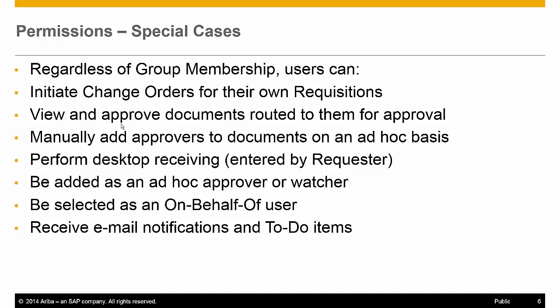To manually add approvers to an approval flow, anyone is able to do that. You don't need to belong to a group. Similarly, to be added as an approver, if someone else wants to add you, that does not depend on you belonging to any group. If someone wants to create an on behalf of order on your behalf, they can do so regardless of group, and so forth. So just keep in mind there are some actions, as outlined on the slide, that are independent of group membership.